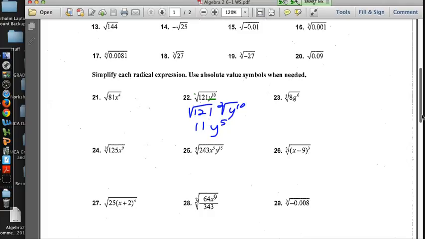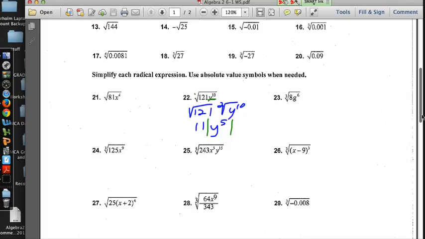If that's the case, I can't just tell somebody that my formula is 11y to the 5th. I have to put absolute value bars around that y to the 5th, because they need to know that the intent of the original writer was that only positive numbers would come out of this formula. So that's number 22.